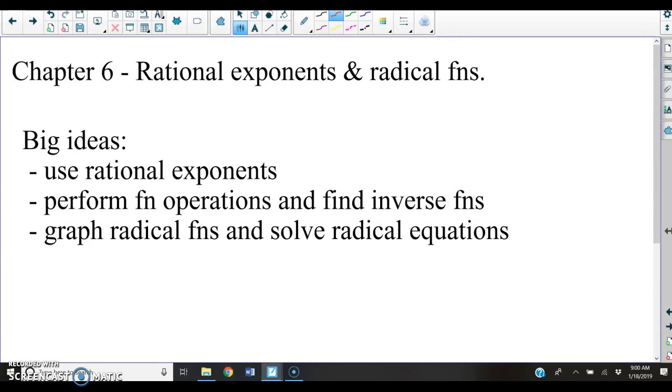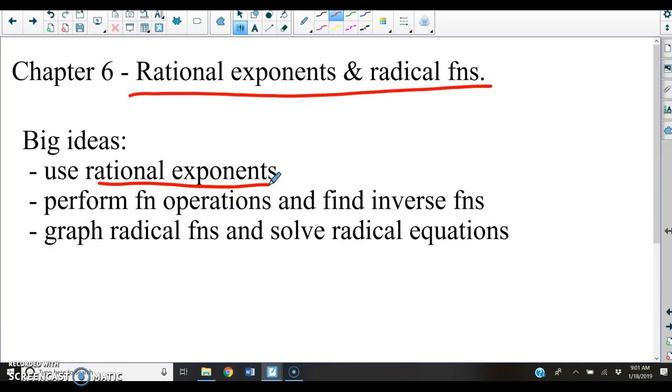Good morning. We're going to take a look now at rational exponents and radical functions. Let's see if we can get this to work. Okay, the big idea of the chapter is to use rational exponents.